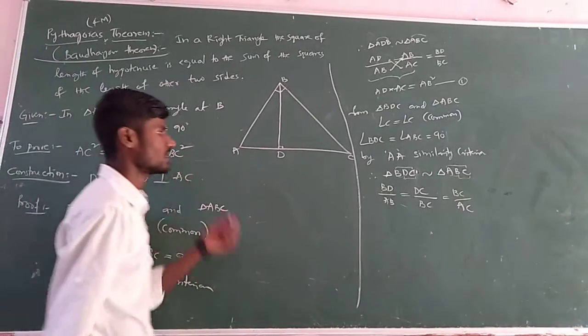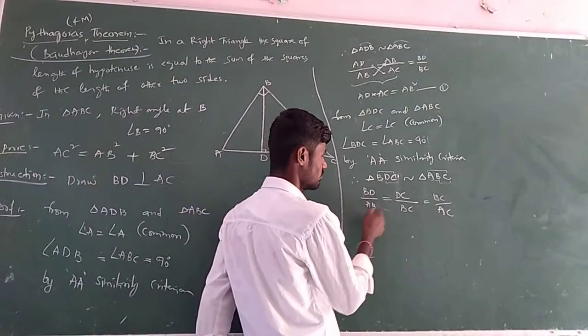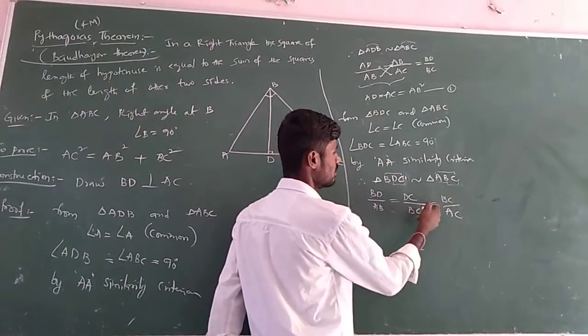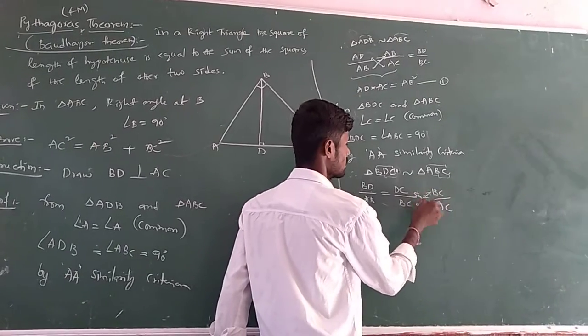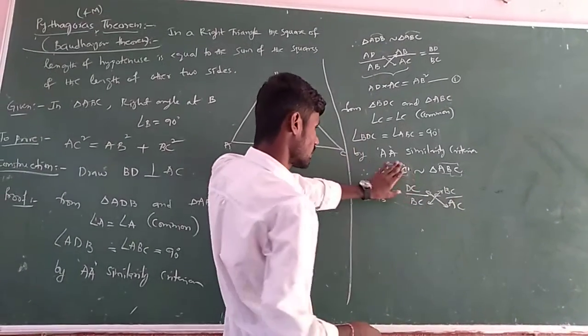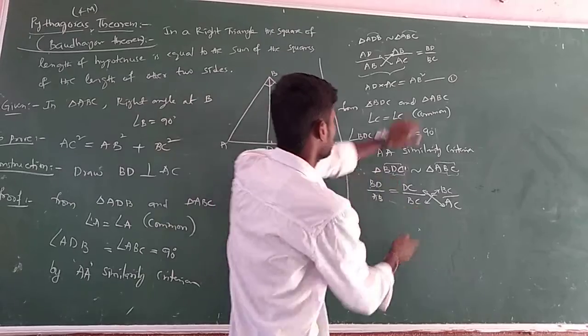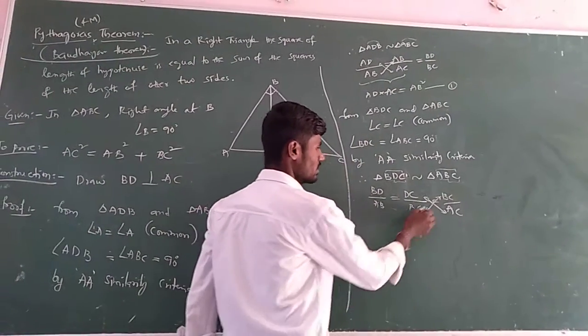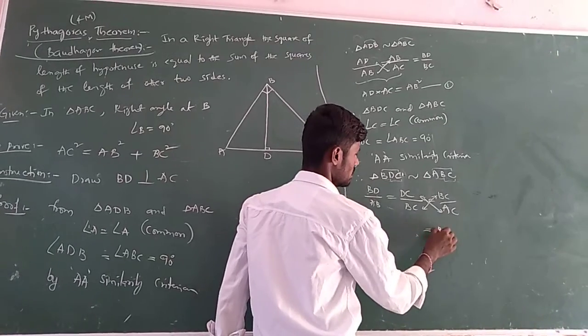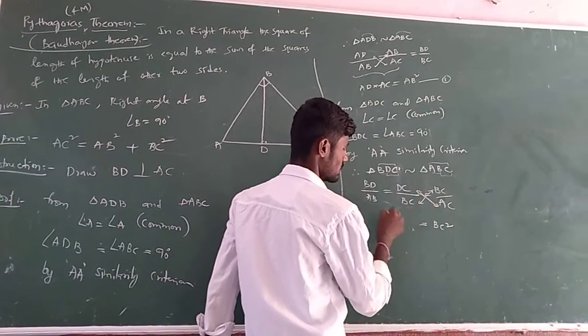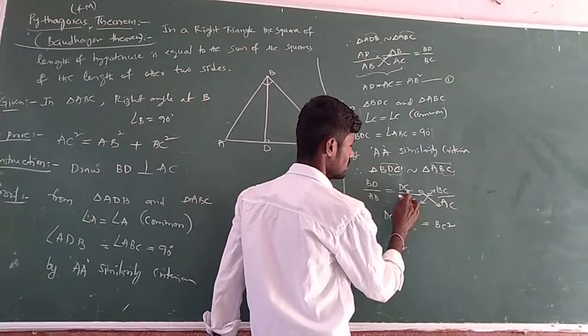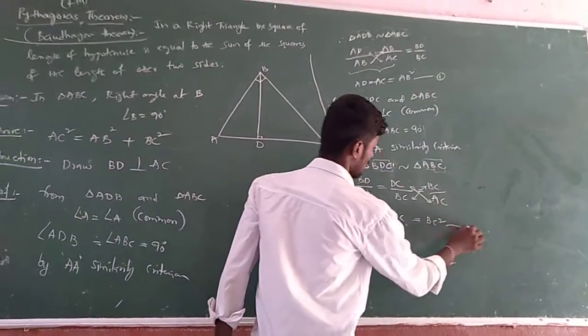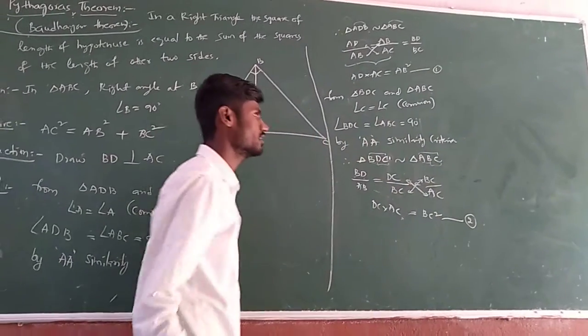Again from these three sides ratios, what do we need? See here, BC square. How can we get BC square? If we take here BC into BC, so while doing this, no need to write this. Actually, we can take this one only. But as per similarity criteria, we are taking. So let us see BC into BC, BC square, BC into AC. So BC into AC is equal to BC square.